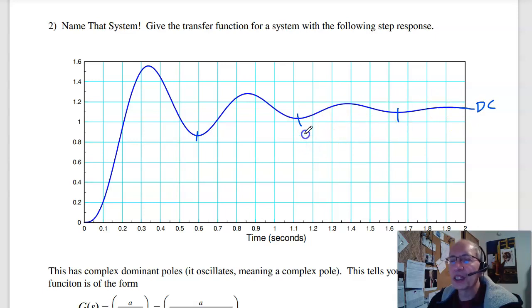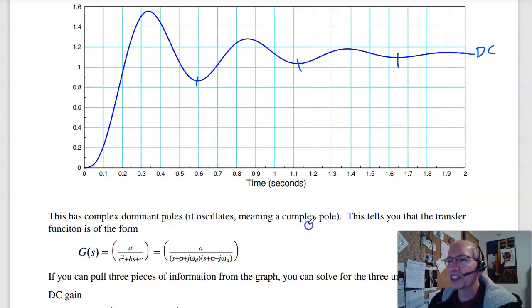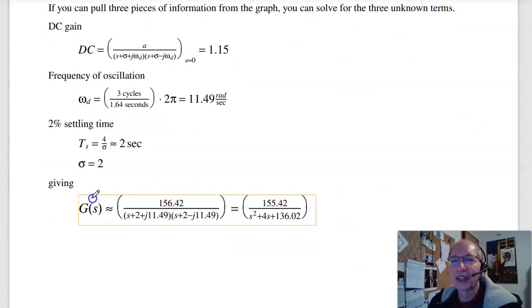And the settling time, where there's an envelope. Where's the envelope squeezed down to about 2%? I don't know, 2 seconds-ish. Hard to read exactly. About 2 seconds. That tells you that 4 over sigma is 2. Solve for sigma. The real part of the pole is 2. So my poles are at minus 2 plus j11.